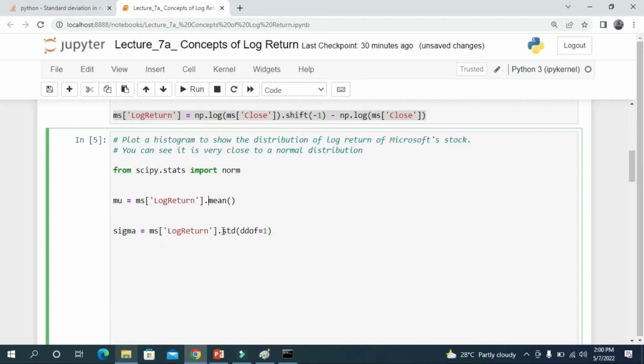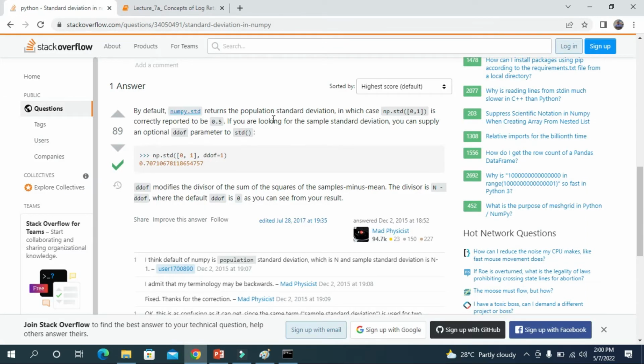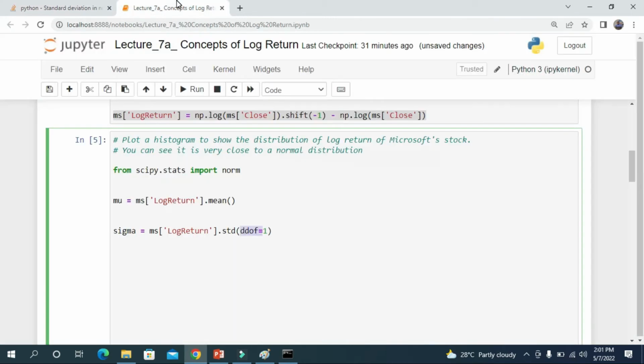I am calculating the standard deviation. But someone will ask, why are you writing the standard deviation with ddof equal to 1? It is from Stack that if you are going for the standard deviation of the population, you have to write ddof 0. But if you are going for the standard deviation of the sample, you have to write ddof equal to 1. So I am going for ddof equal to 1.